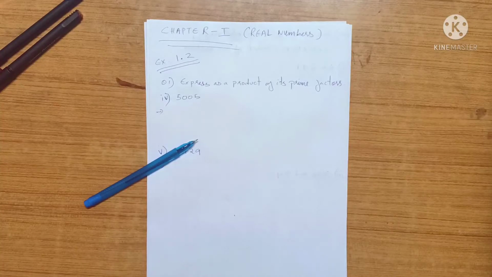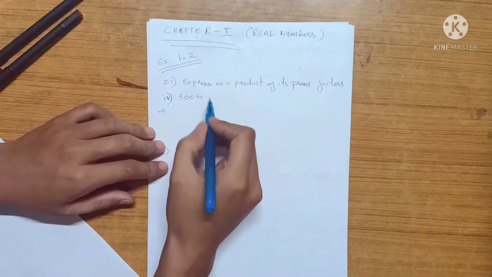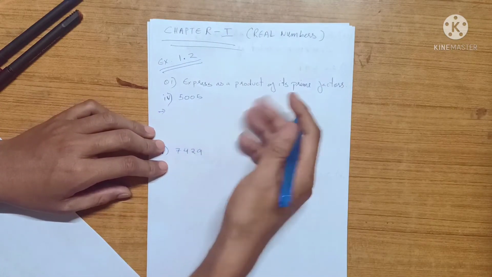Okay, we'll start chapter 1, real numbers. This is one of the easiest chapters, and I don't even have to explain that much because I'm quite sure you guys already know about it. Basic convenience. So express as a product of its prime factors.